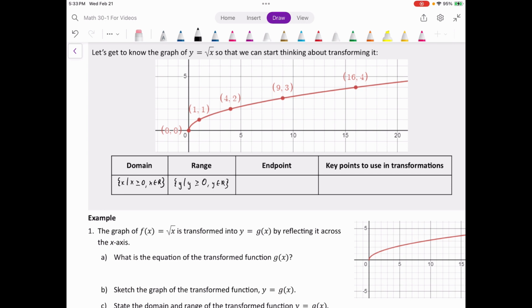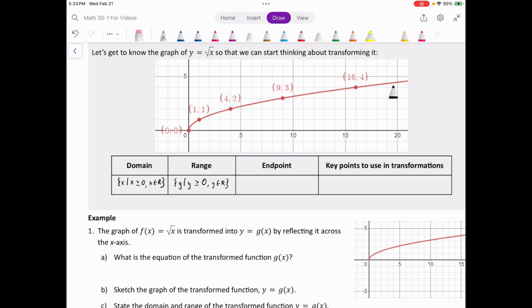All right, endpoint. This is a terminology thing that we use for radical functions. It's shockingly, it's where the graph ends. It's the point where it ends. Mathematicians are so creative with their names sometimes. It's the point where it ends, so we called it the endpoint.